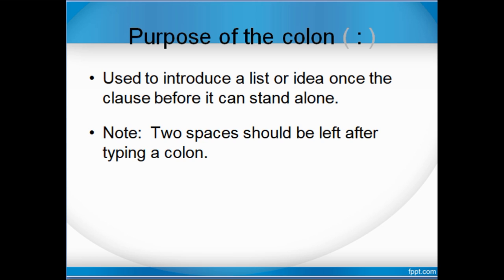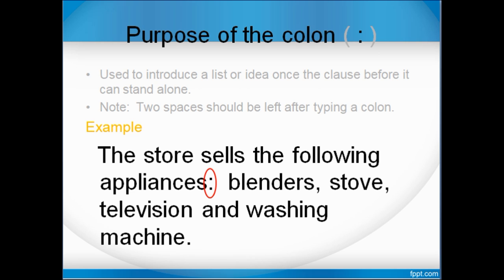Also take note that when we are typing a colon, we leave 2 spaces before we start typing the items in the list. So normally, when we discussed the comma and the semicolon before, we just leave 1 space before we start typing after we have typed those symbols. But when we are typing the colon, we leave 2 spaces before we continue typing. So let's look at the example. The store sells the following appliances. Notice that we put a colon there before we list the items or what the store sells.